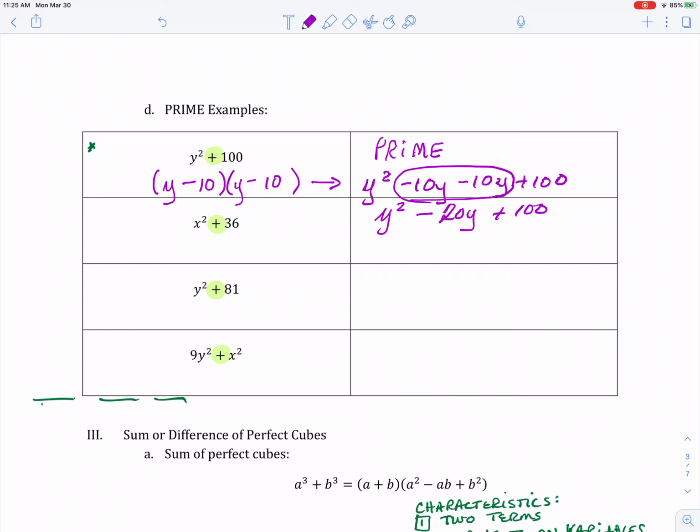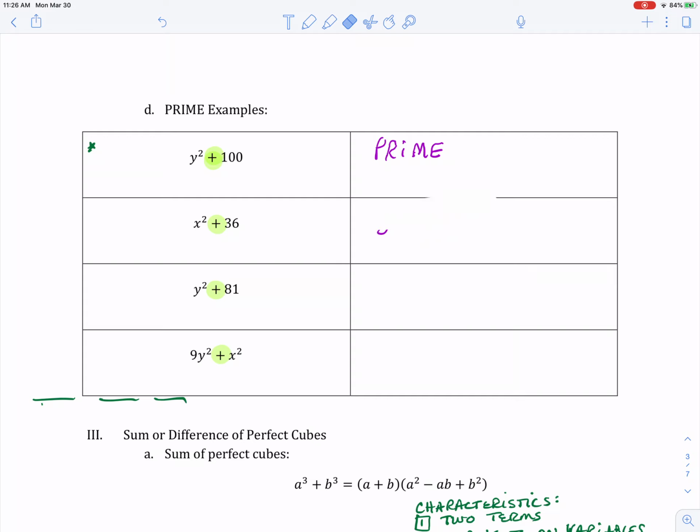So you say, well, what if I make one plus and one minus? Okay, so first times first is y squared. Outer is negative 10y. Inner is positive 10y. Last times last is negative 100. So these nicely disappear, which is what we wanted. But look at the sign on the 100. It turns out to be a negative 100, and we were looking for that positive. So these are all prime. When you see the sum of two squares, you just say non-factorable or prime for those.